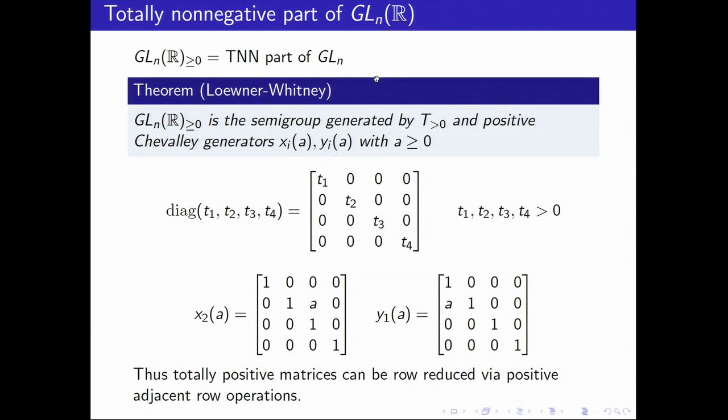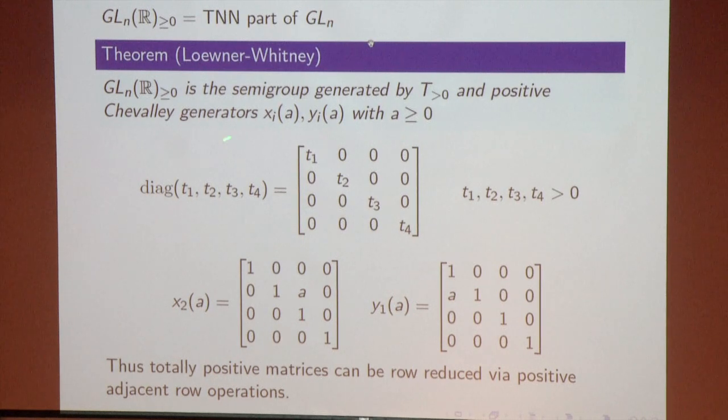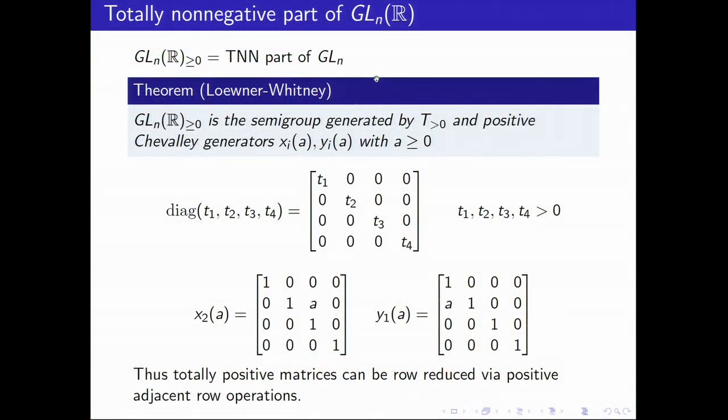The fact that the totally non-negative part of GL_n is a semigroup follows from the Cauchy-Binet theorem, which tells you a formula for the minors of the product of two matrices in terms of minors of the original matrices. This Loewner-Whitney theorem gives the semigroup generators for this subset of GL_n.